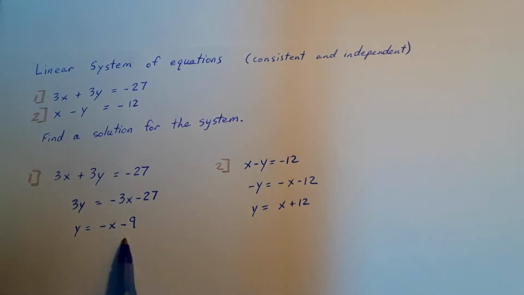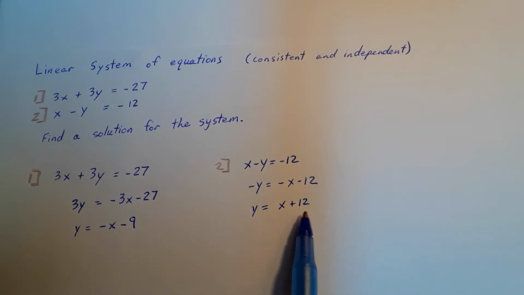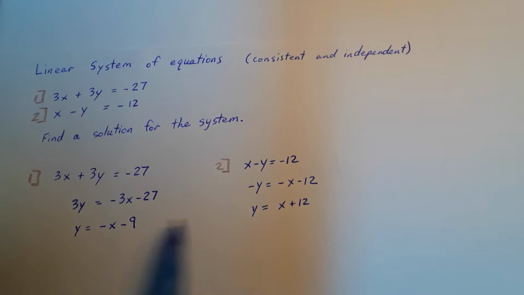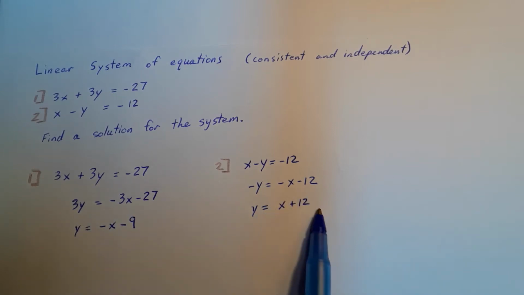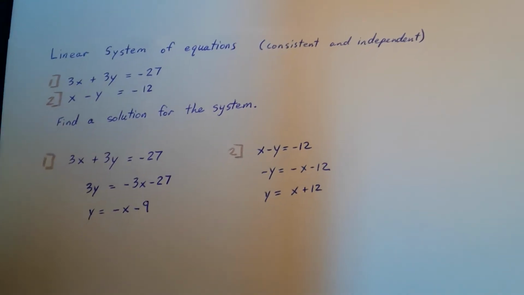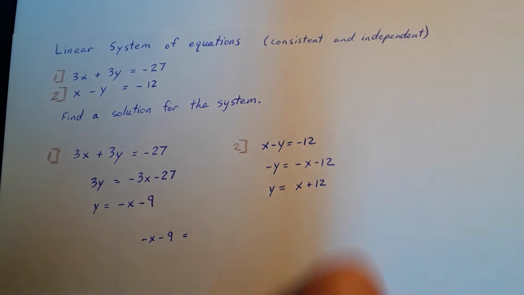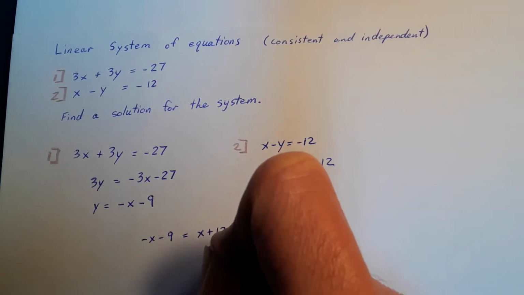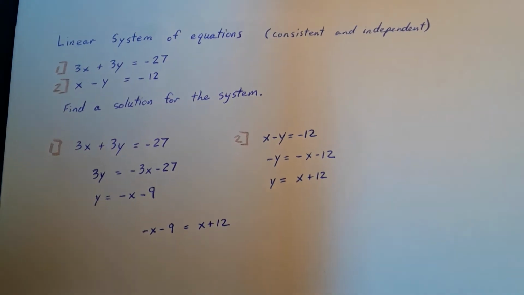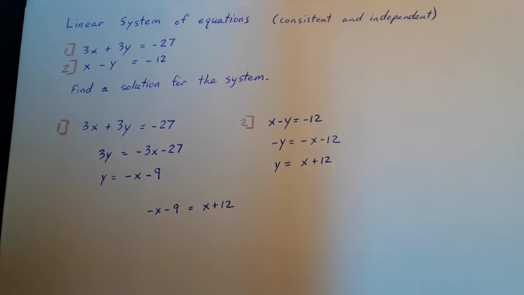So now I have y equals negative x minus 9, and I have y equals x plus 12. If this y is really the same y, then whatever this is equal to, this is equal to as well, and that's by the transitive property of the real numbers. So the next thing I'm going to do is set negative x minus 9 equal to x plus 12. And this gives me a one variable equation to solve. So I'm going to solve this for x and see what I get.